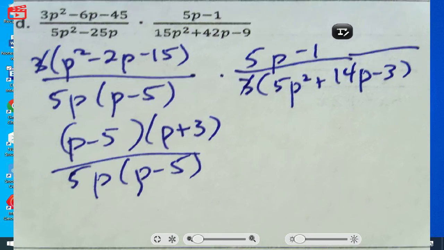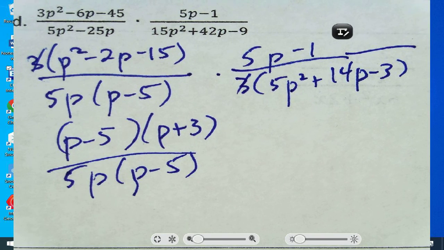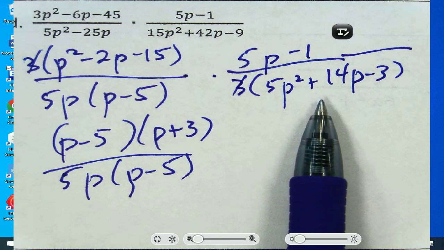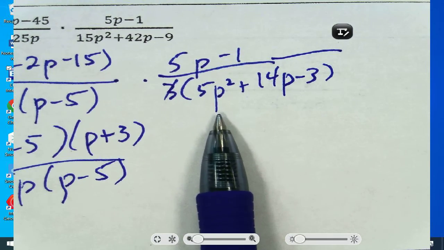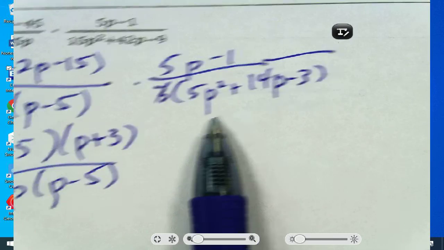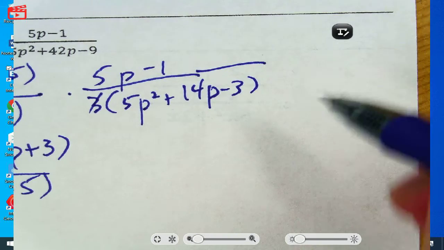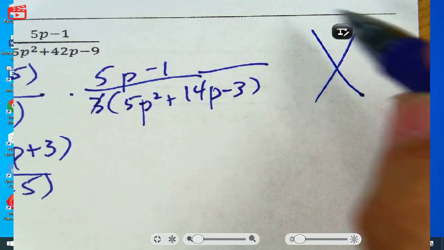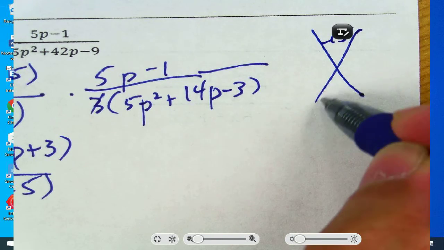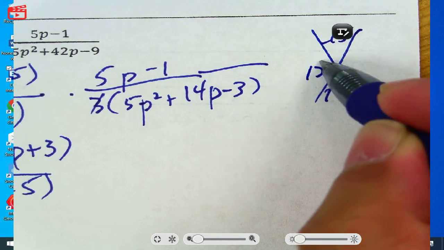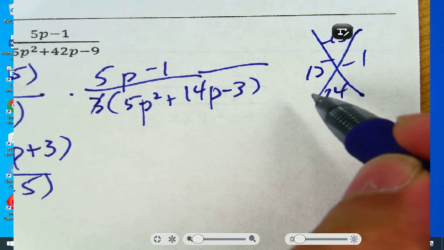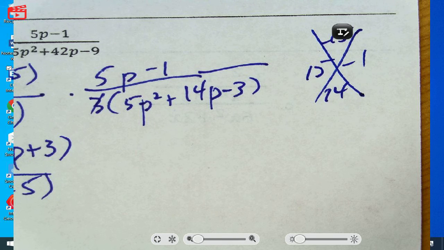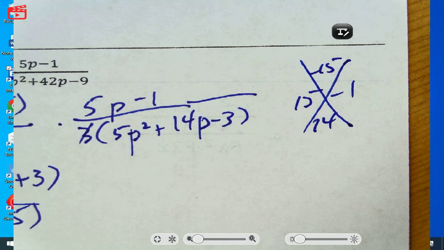All right. Okay, now I'm going to factor this one over here. That one requires the Lizzie method. I will reveal this again in a minute. Let me do the Lizzie method over here. So, 5 times negative 3 is negative 15. Combined to make 14. That's positive 15 and negative 1.